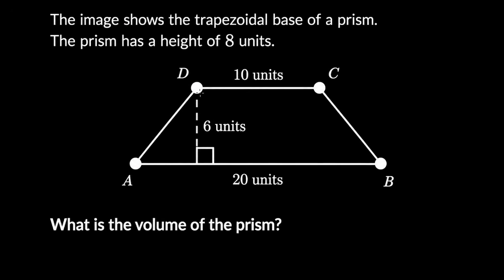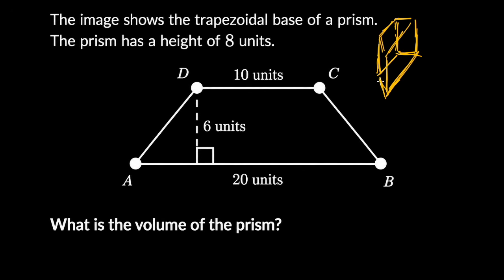Okay, so just to visualize what's going on, this is the base of the prism. So the prism is going to look something like this. I'm going to draw it at an angle. So that's the base right over there, something like that. And then it has a height of 8 units. So its height is going to look like this. Its height of 8 units, and then the top of it is also going to be a trapezoid like that. So this is what we're looking at.